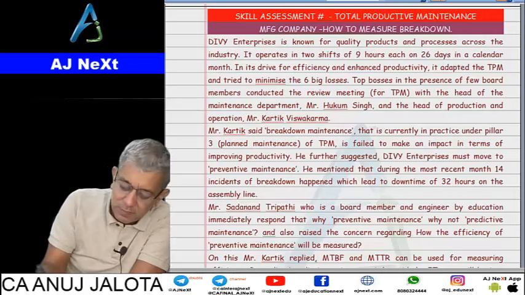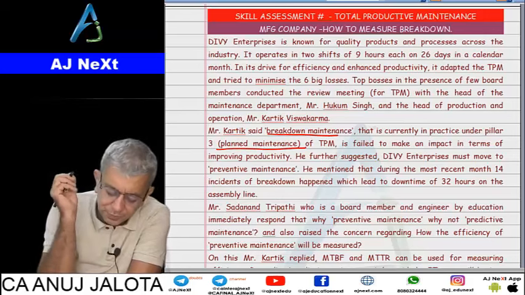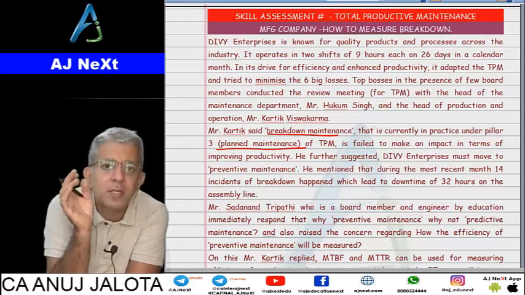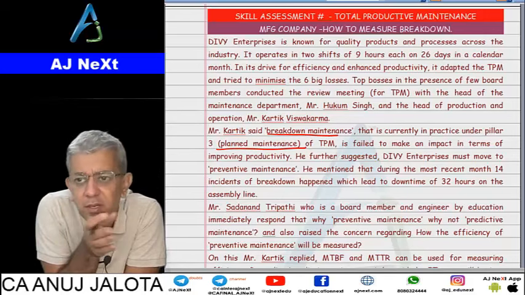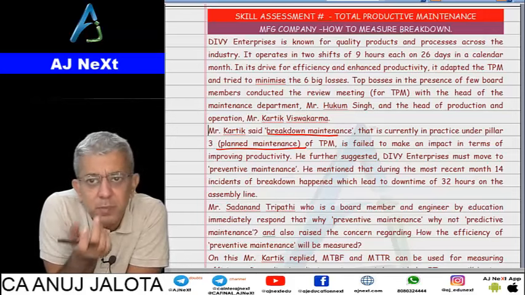So this concept of breakdown maintenance is one of the parts of planned maintenance. You can maintain the machines every now and then, but still there could be some kind of breakdowns.